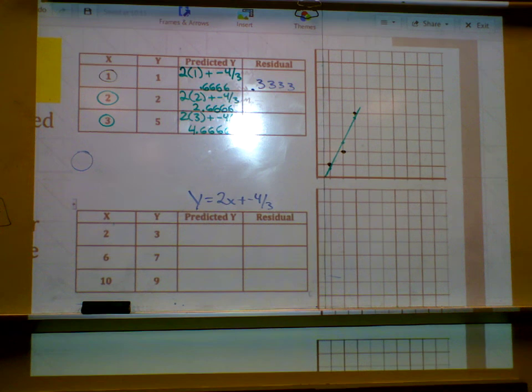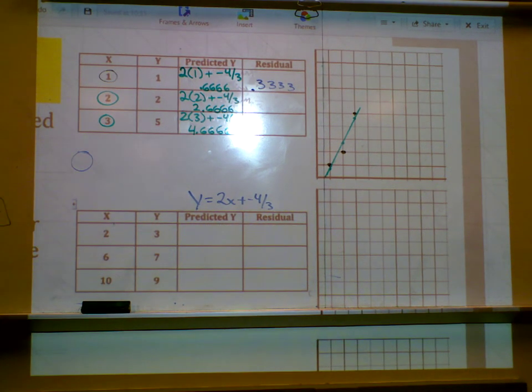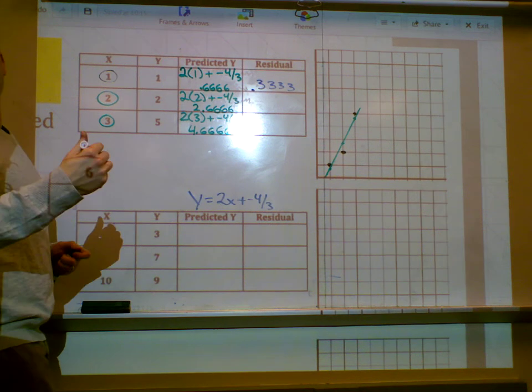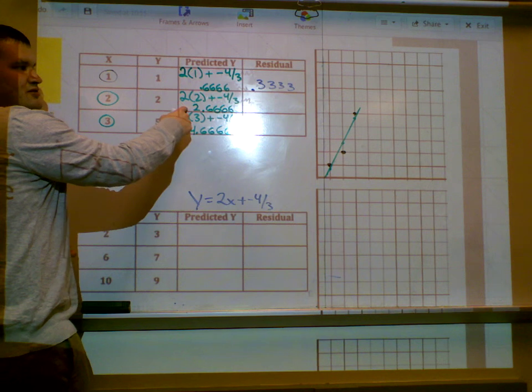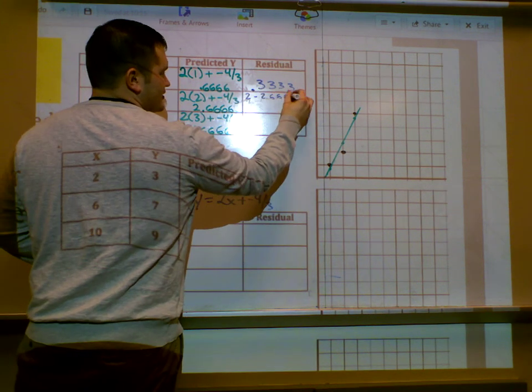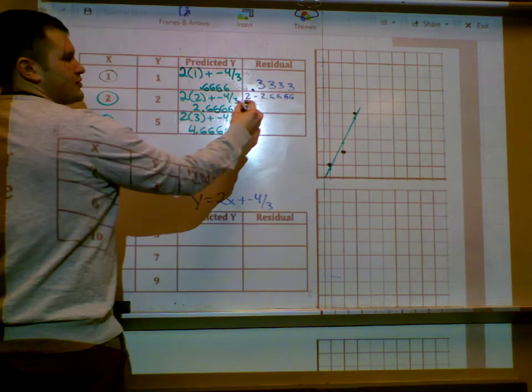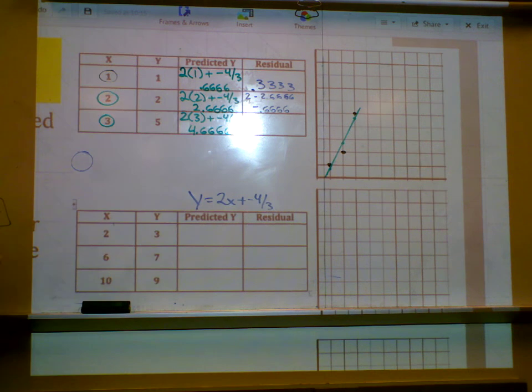Okay. 2 minus 2.66666666. What does that equal? 0.6666. Positive or negative? 2 minus 2.66666666. Right? So we're going to get negative 0.666. Okay. Then we do 5 minus 4.6666666666. So what do we get?